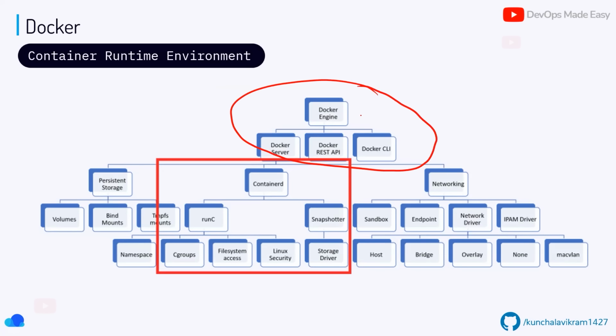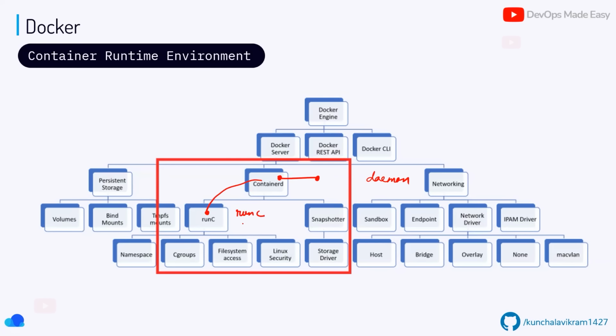Internally it is using containerd, which in turn is developed by Docker itself. So containerd is the actual daemon, which is responsible for managing the containers. And internally containerd is using a component known as runC, and runC uses cgroups, namespaces, and other things to create the containers. So you have a low level component and a high level component.